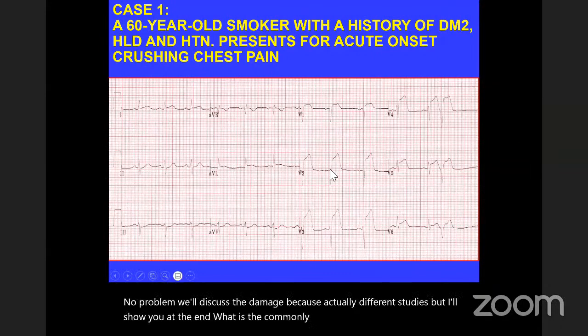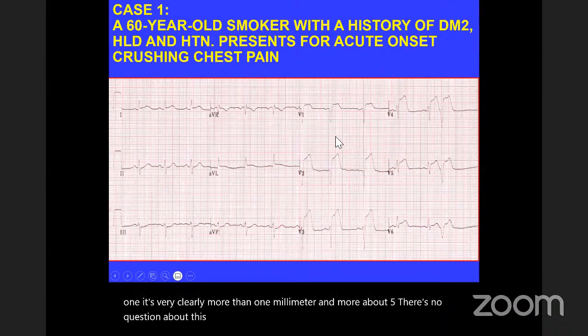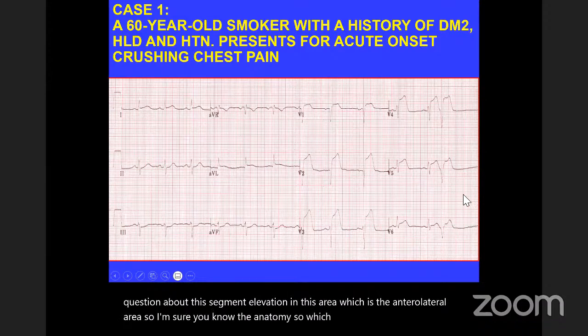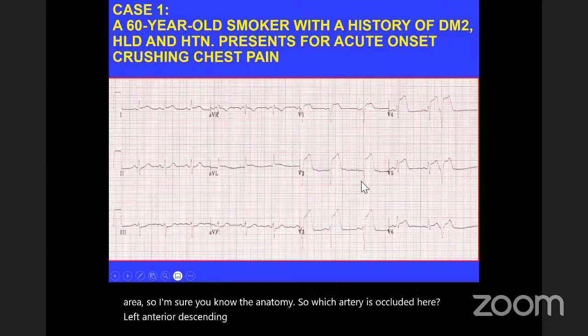But if you look at this one, it's very clearly more than 1 millimeter, more like 5. There's no question about this ST segment elevation in this area, which is the anterolateral area. So I'm sure you know the anatomy. So which artery is occluded here? The anterior, then the LAD. Left anterior descending artery. Yeah, most likely the left anterior descending artery.